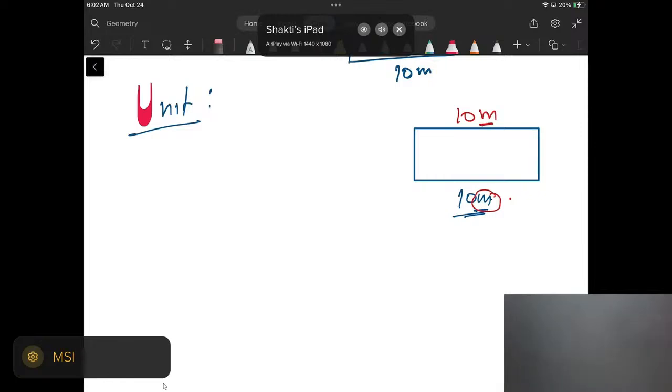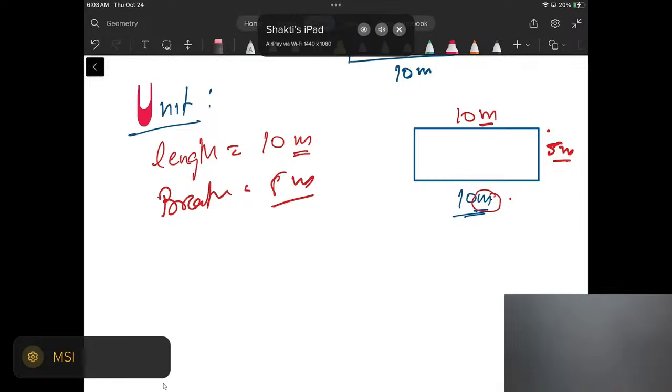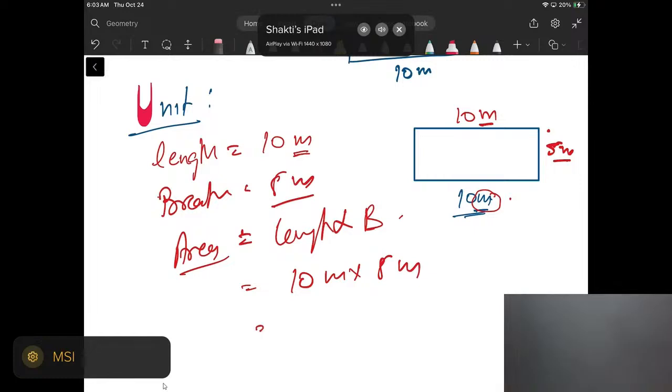If I'm writing 5 meter here for the breadth, you should also write its unit. Now I'm writing area. Area is equal to length into breadth. When we solve this, it's 10 meter into 5 meter, so it will be 50 meter square.